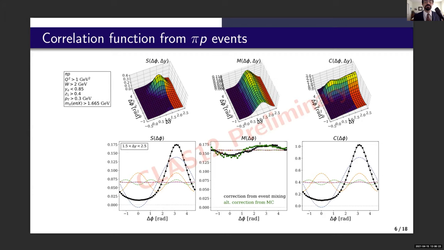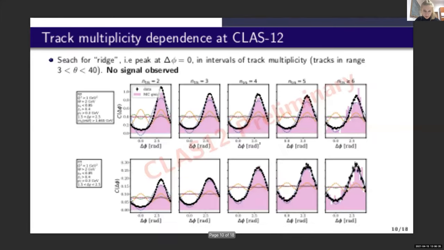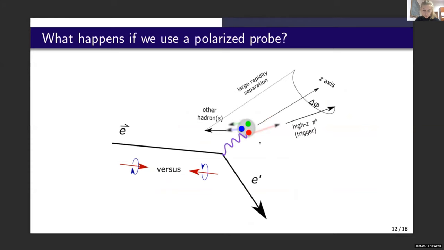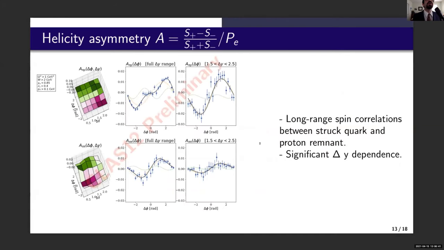Okay, thank you. So I would like to ask about some results, slide number 13. I'm a little surprised why the contribution for full rapidity range is smaller than the rapidity range for 1.5 to 2.5. Why is it that this is larger than this?